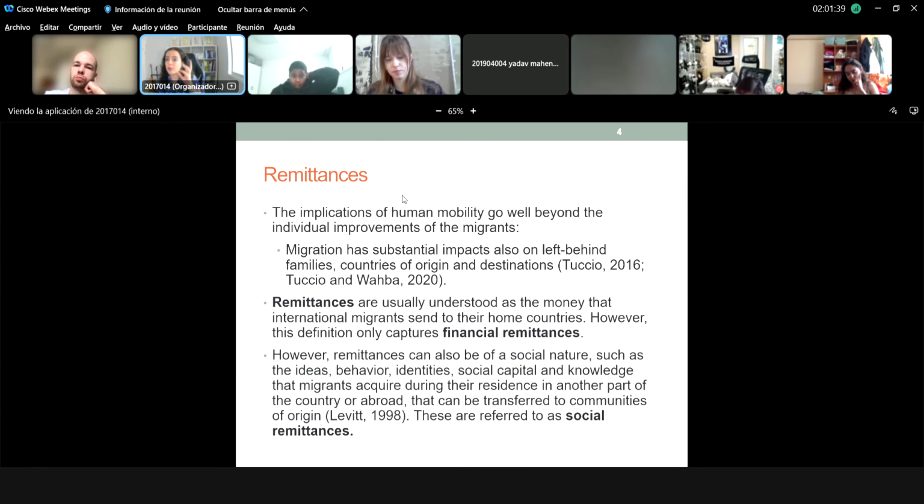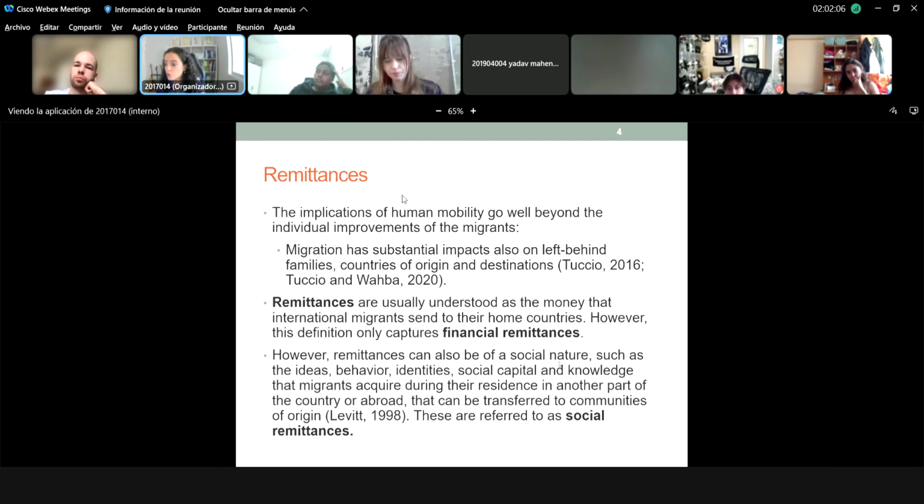When people say remittances, they often have financial remittances in mind. Often you don't even have to write financial remittances, just remittances, and people always think about those financial flows between countries. But in the social science literature, there is also the term social remittances. So what is this?